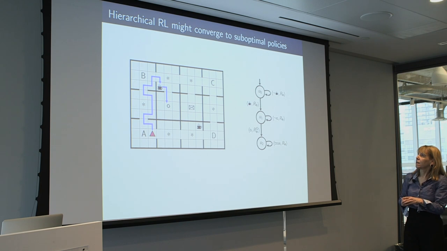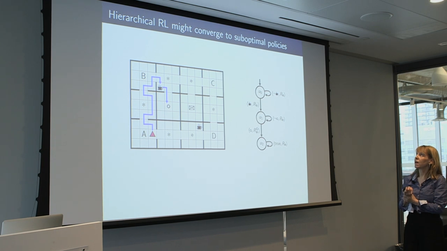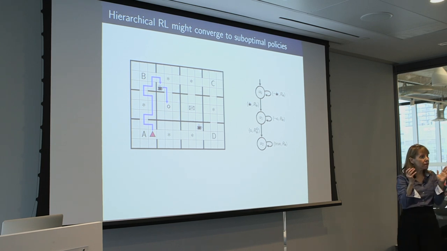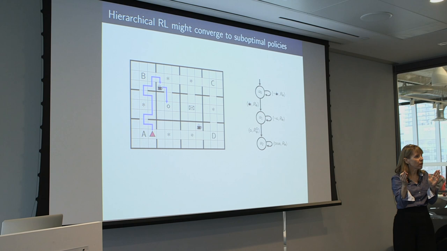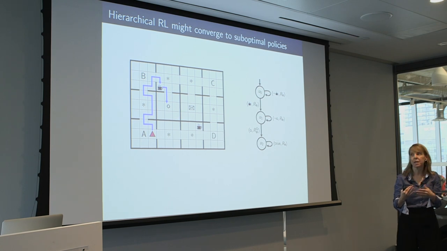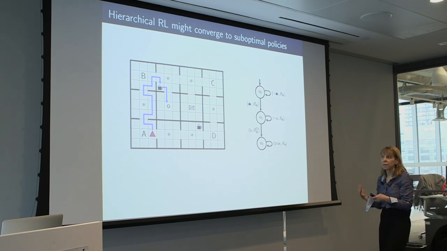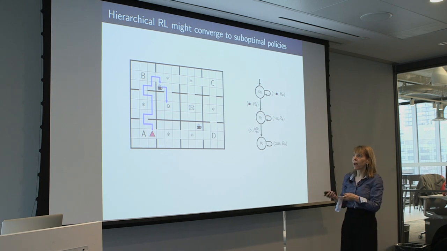So one problem with hierarchical reinforcement learning is that it might converge to a suboptimal policy because it's myopic in terms of what it's doing. It's constructed this option, and we see this in hierarchical planning as well. Same sort of problem exists even in non-learning settings where something will actually often go to a suboptimal policy, and you can see it demonstrated here.